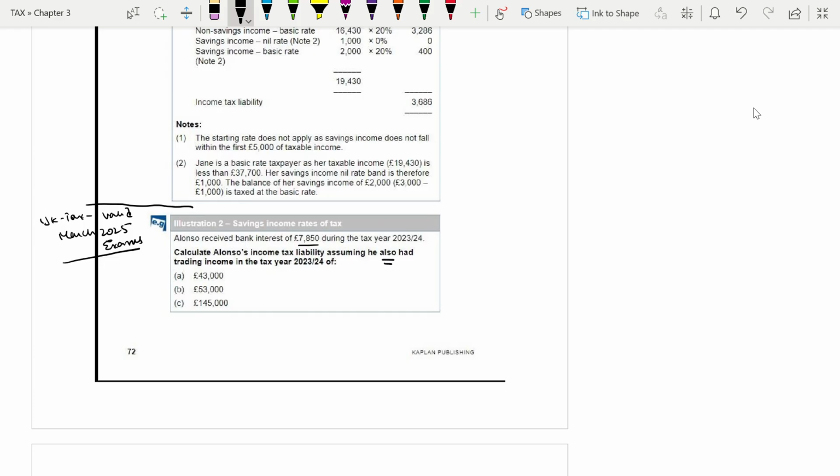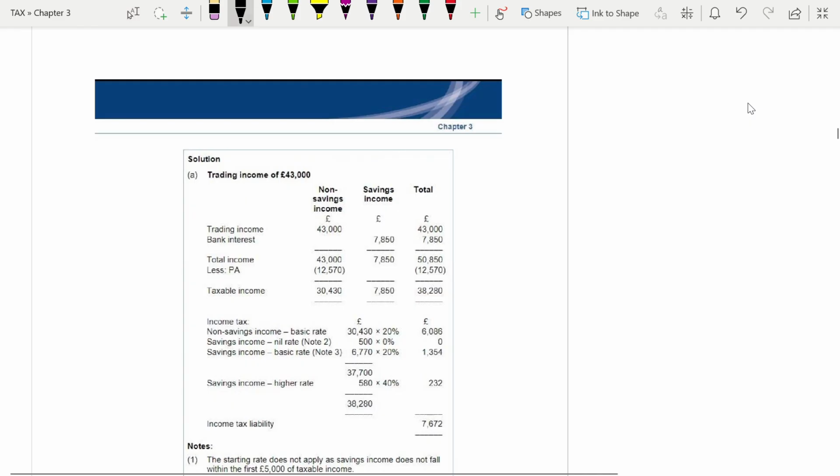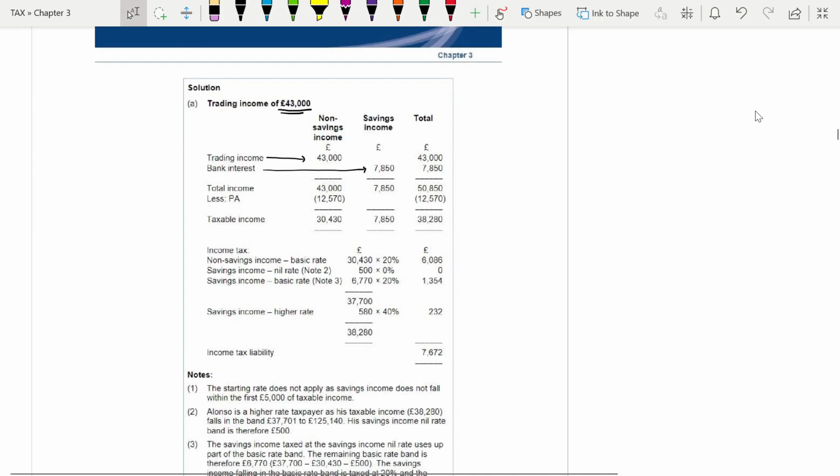One is the trading income, and they gave you different situations: 43,000, 53,000, and 140,000. This is the best way of understanding how it will work out in one go. We start with the first option, 43,000, the non-savings income, otherwise called trading income. The bank interest is 7,850. Altogether, total income comes to 50,850.